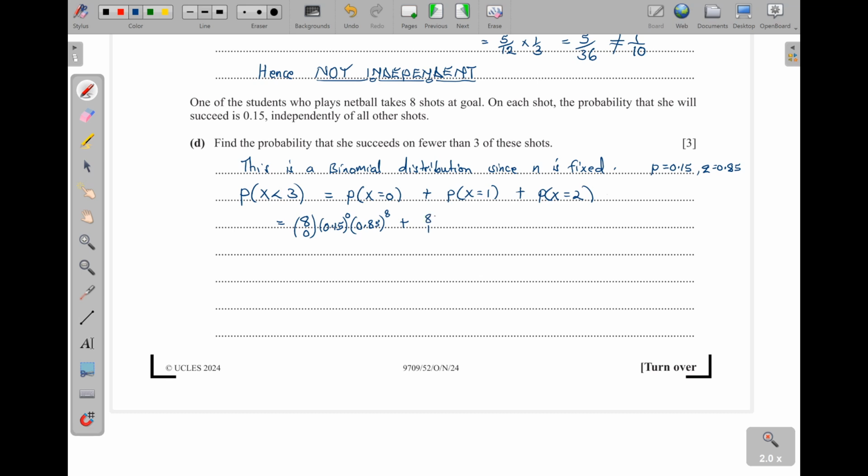Then 8 combination 1, 0.15 power 1, 0.85 power 7. Remember, when you add these powers, you should be in position to get your n, which is 8. Okay, so that is that. Then plus we have 8 combination 2, and then 0.15 power 2, then 0.85 power 6.